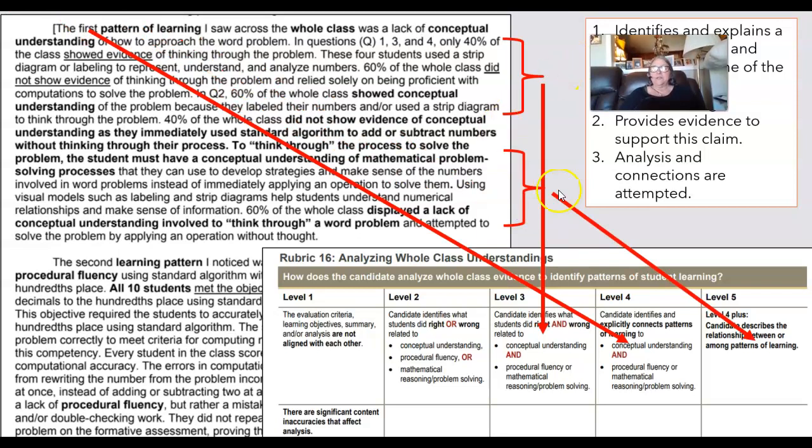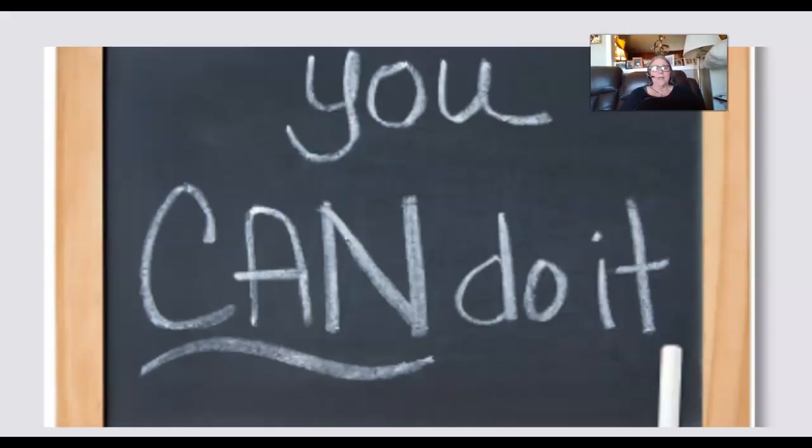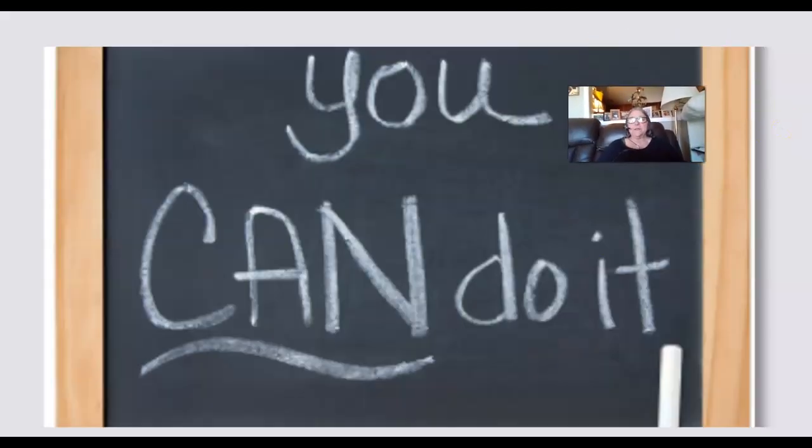And then she's worked on trying to get to a level 5 by describing a relationship between these patterns of learning. So in the rest of this, she's doing a discussion about conceptual understanding and mathematical reasoning and the problem solving process. And she says here, displayed a lack of conceptual understanding involved to think through a word problem. So you can see she's working very hard to describe this relationship among the patterns of learning. She's done a fine job on this. And you can too. You can do this.